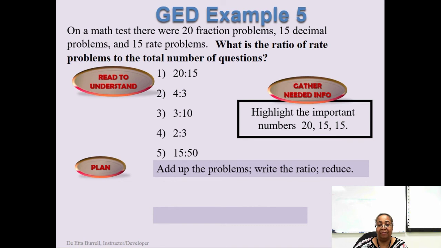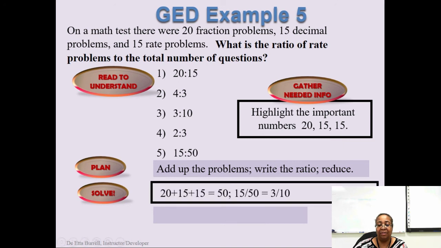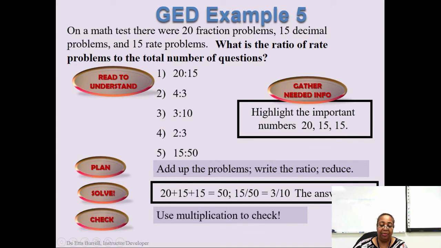That's the plan. So of that, rate problems was 15. So we're going to say 15 to 50. But we can't leave our answer as 15 to 50. It must be simplified. So when we reduce this by 5, we get 3/10, which is problem answer number 3. And you can use multiplication to check it if you need to, since we divide it.